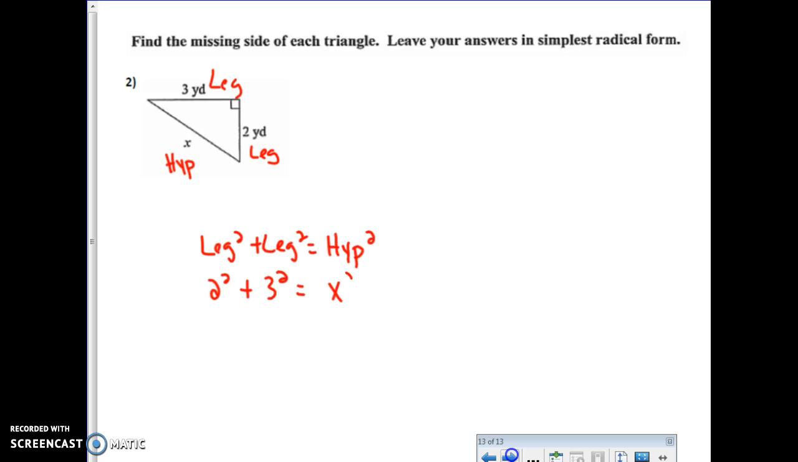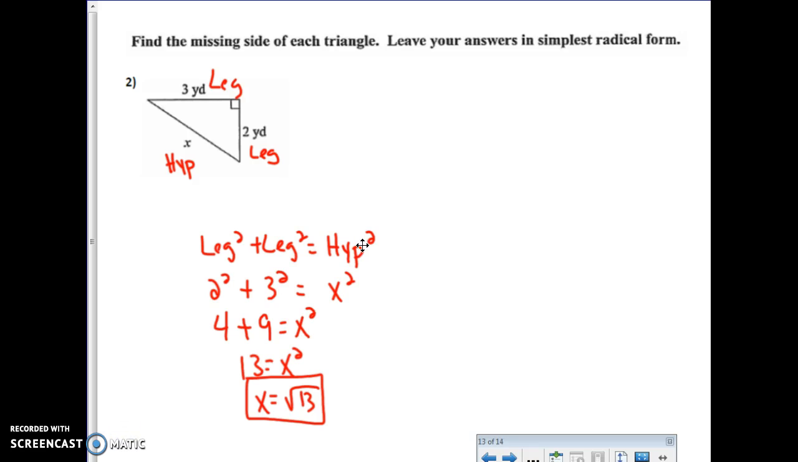Same basic idea. I have 2 and 3 and x. So if I look at this, this is my hypotenuse. This is my leg, and this is my other leg. So leg squared plus leg squared equals hypotenuse squared. So 2 squared plus 3 squared equals x squared. 4 plus 9 equals x squared. So I get 13 equals x squared. So x equals the square root of 13. Okay?